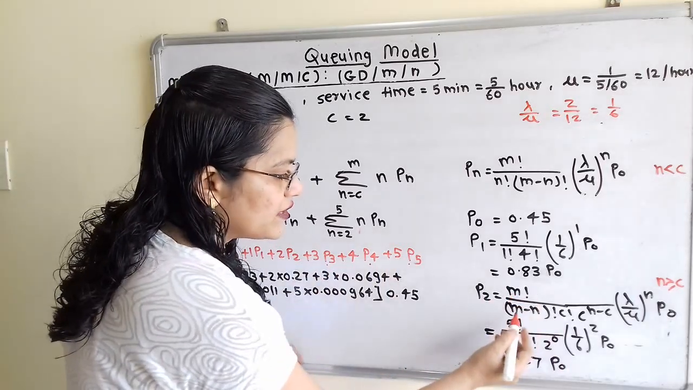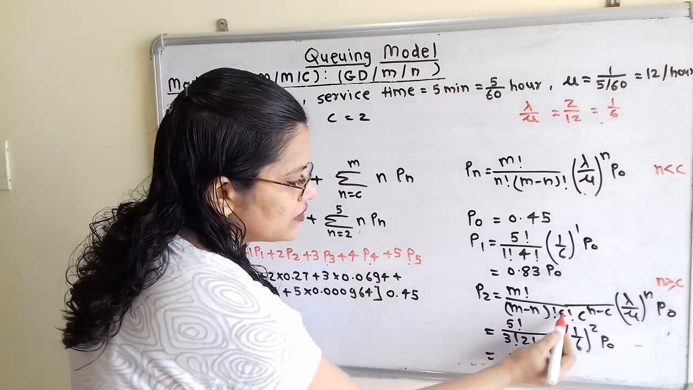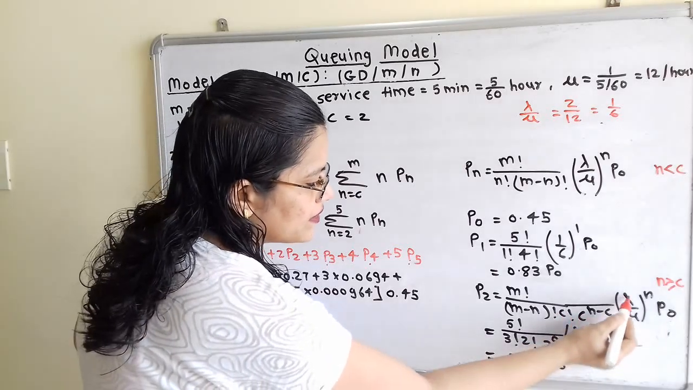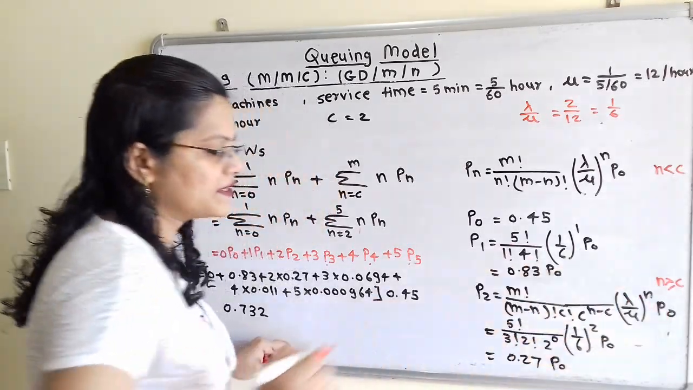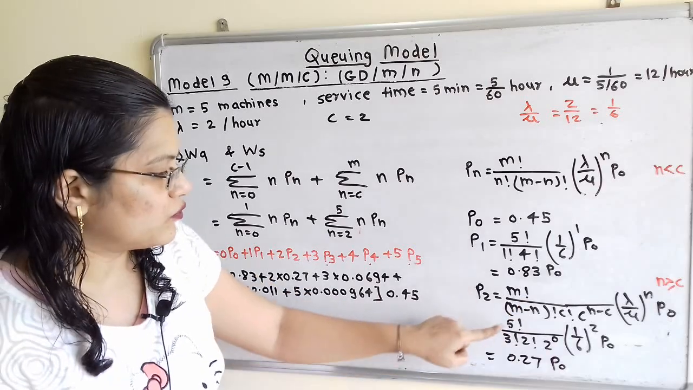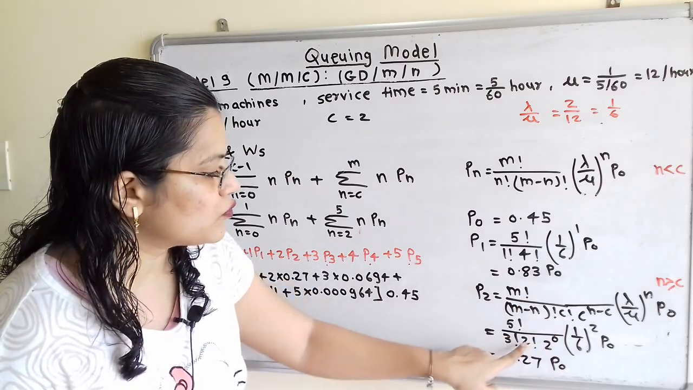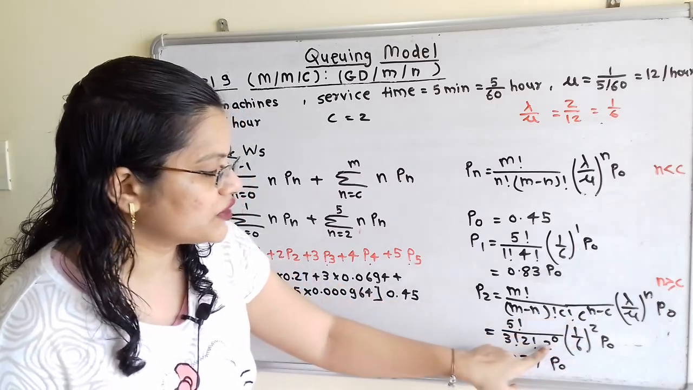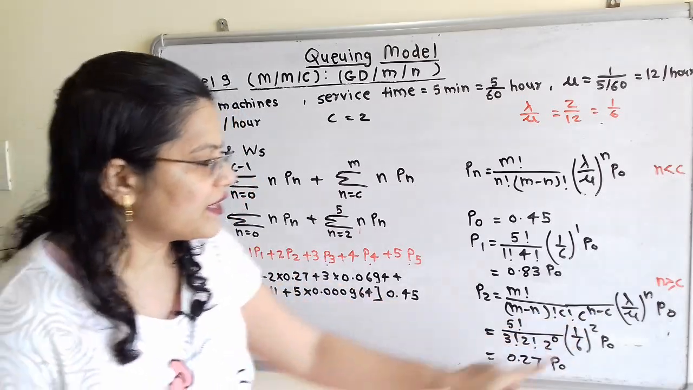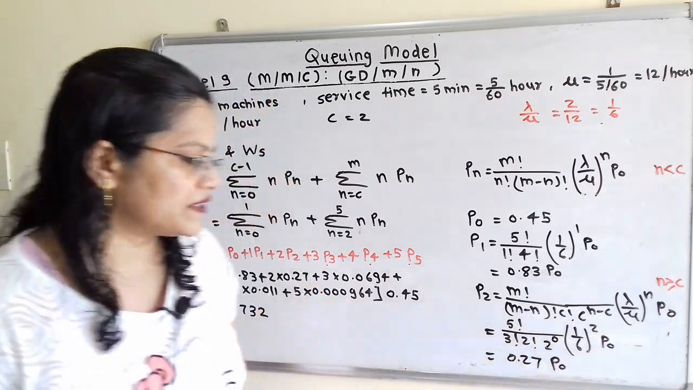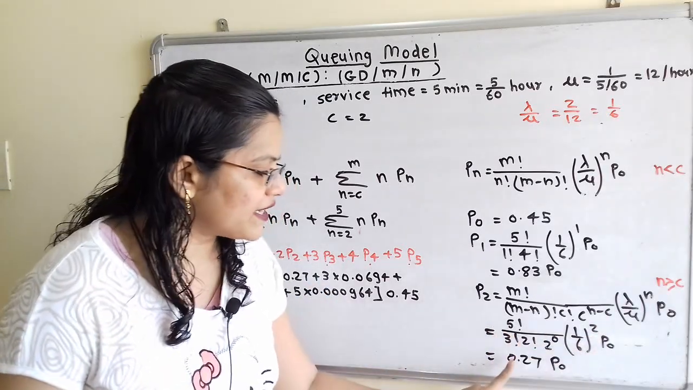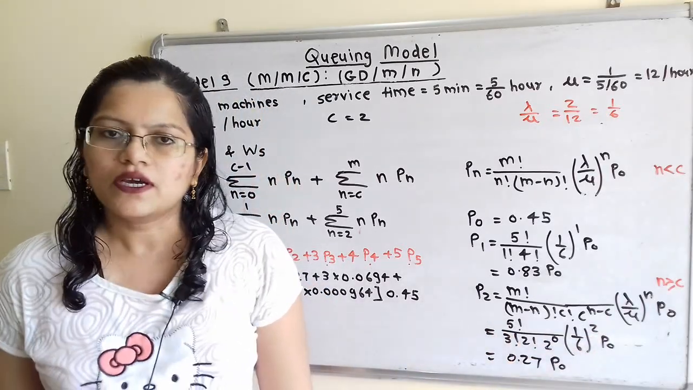So m factorial divided by (m minus n) factorial, C raised to n minus C, lambda by mu raised to n, P0. Now we will put the value. 5 factorial, now here 5 minus 2, that is 3 factorial, into 2 factorial, 2 raised to 0. Anything raised to 0 is 1. And 1 by 6 raised to 2, P0. So when we solve this, we will get the answer 0.27 P0.